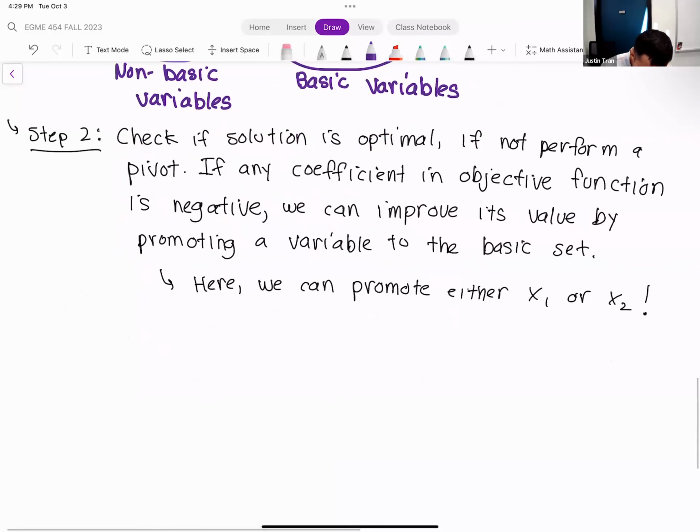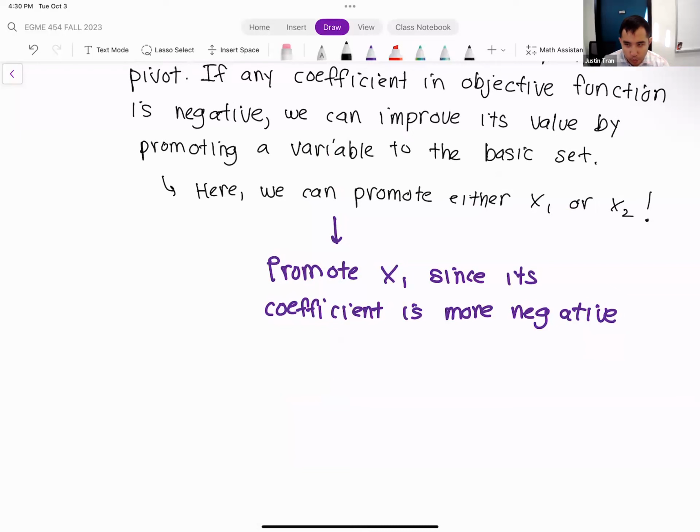And so in this case, the most negative coefficient belongs to x1, which is minus 3x1. Okay, so let's promote x3, or x1. Sorry, promote x1. And the reason we're doing that is because its coefficient is more negative. So negative 3 is more negative. So that's step 2. In step 2, we know that we can improve our objective function, and the way we're going to do that is by promoting x1 into the basic set.